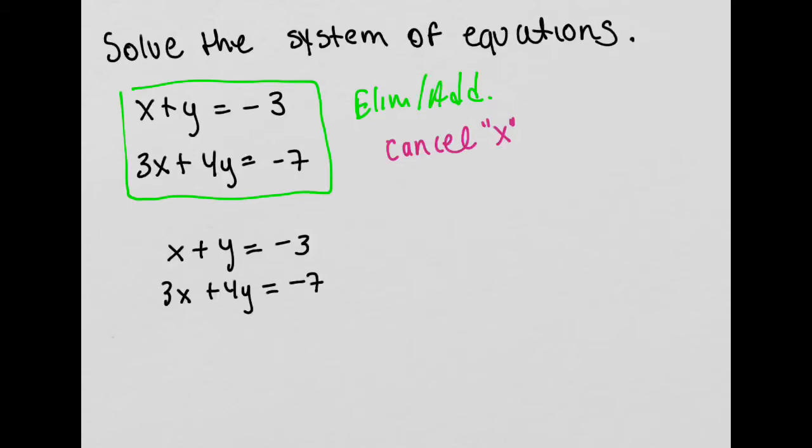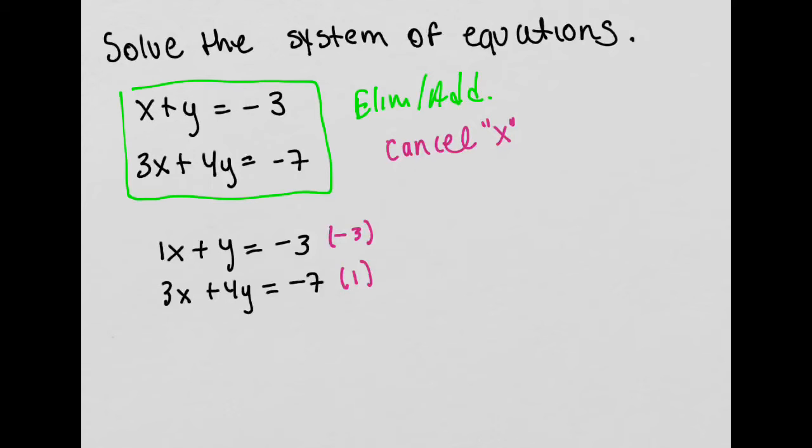Well, in order to cancel, you need to have the same number with opposite signs. Right now, we have 1x and 3x. So I'm going to multiply the top equation by -3, because -3 plus +3 is going to give me 0. Therefore, the x's will cancel. If you like, you can also say I'm going to multiply the bottom by 1, which is not going to change anything, but I just think it's a waste of ink, but it's your choice. You do as you please.